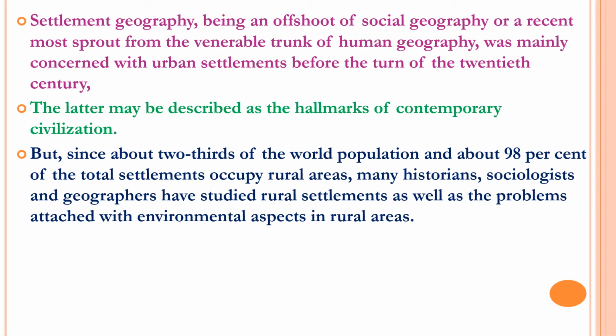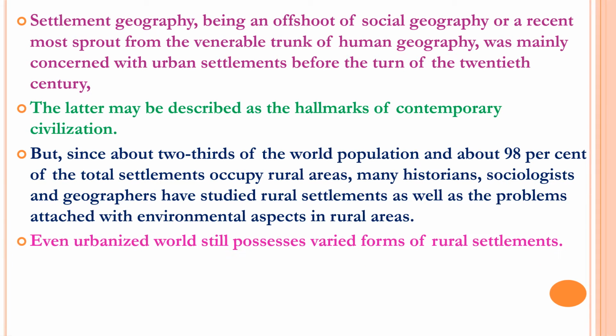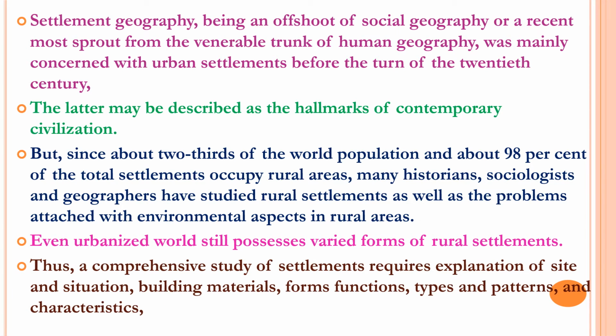Many researchers, historians, sociologists and geographers have studied rural settlement as well as the problems attached to the environmental aspect in rural areas. Even in an urbanized world, the process still varies from rural settlements. A comprehensive study of settlement requires explaining the site and situation, building materials, forms, functions, types of settlement, pattern of settlement, and characteristics of settlement.